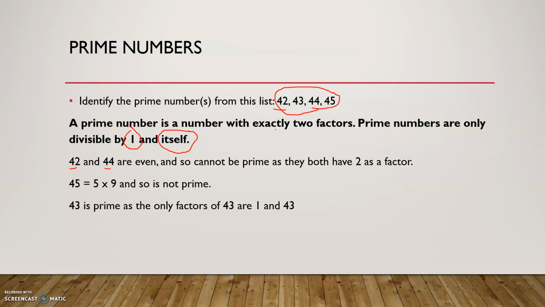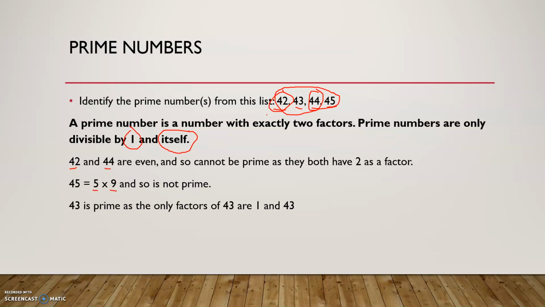Moving on to the next one. We've dealt with 42 and 44, so the next one we're looking at is 45. With 45, we have 5 and 9 as factors. Again, according to the definition, it's not divisible by only 1 and itself. Hence, 45 is not a prime number.